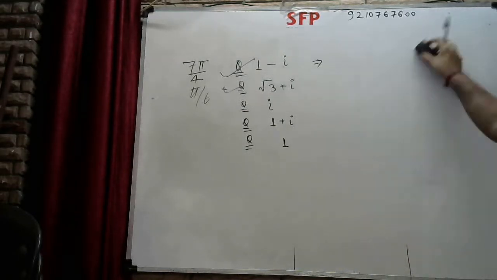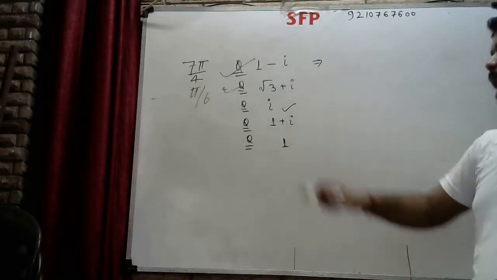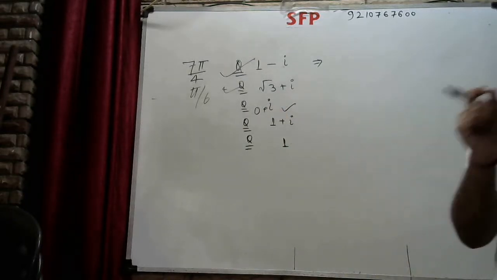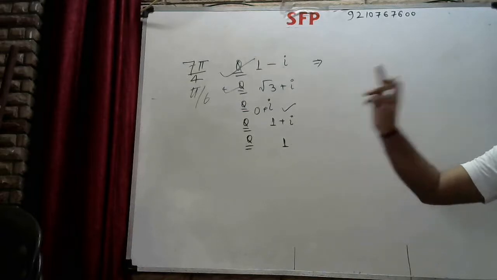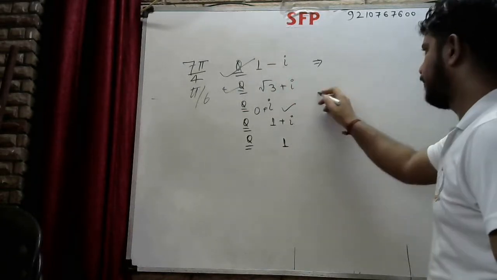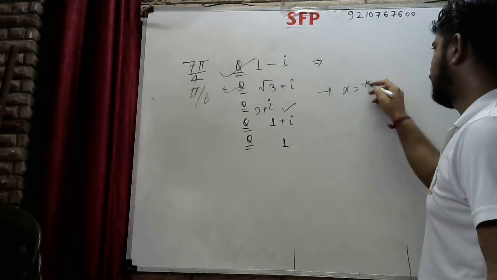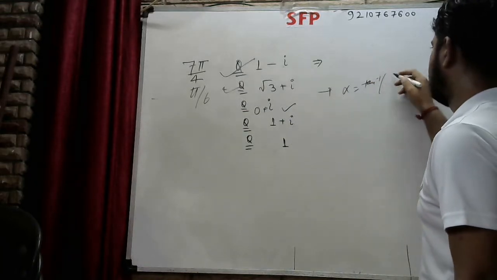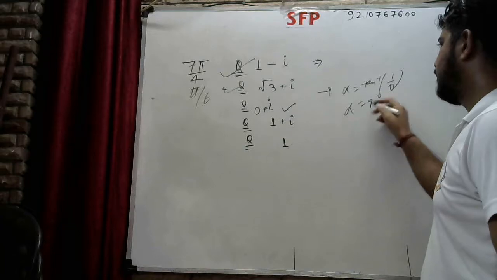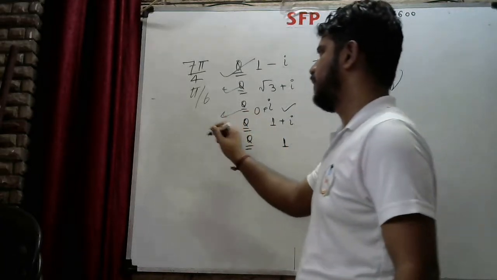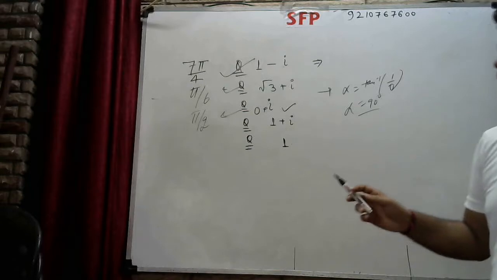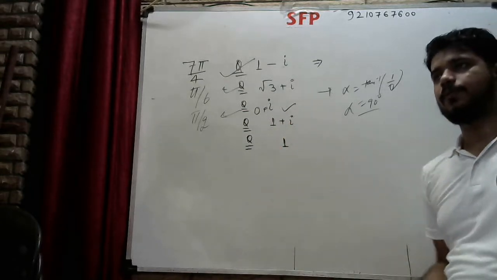Third is only iota. Only iota means it has 0 plus iota. It means the imaginary part is 1 and the real part is 0. When the real part is 0, what is the alpha? Alpha is tan inverse 1 by 0. This is nothing but infinity. We know alpha will be 90 degrees. It means theta will also be pi by 2. Fine. This is very important. Be careful while solving.